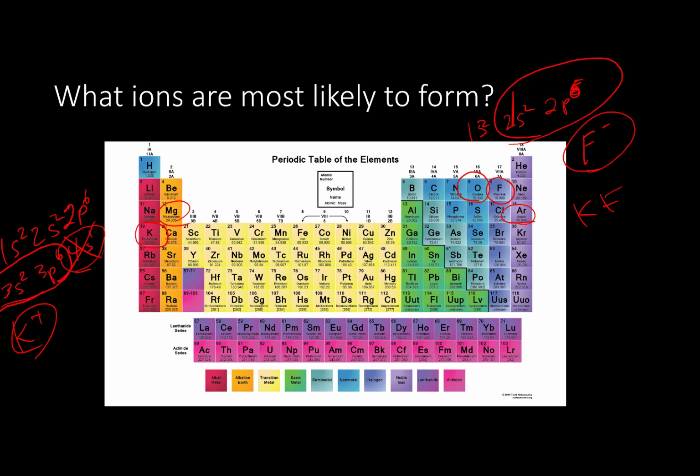Okay, so on the sidebar, predict for me what ion oxygen is most likely to form and what ion magnesium is most likely to form. All right, thanks. Hopefully you were able to answer that.